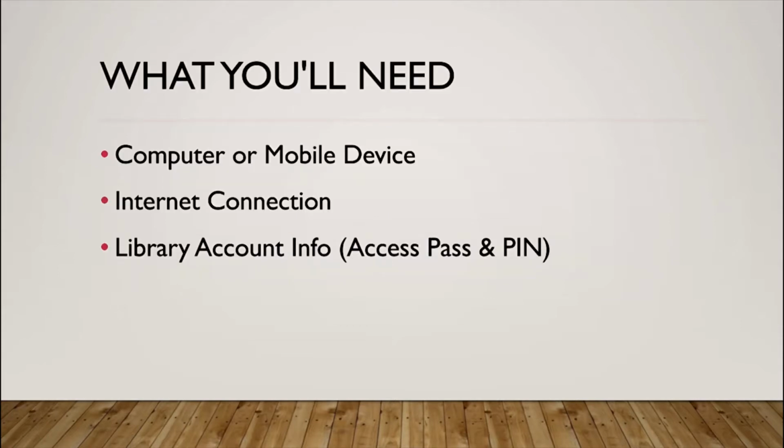So what you're going to need, you will need a computer or a mobile device. There's not an app that you get to use, but you can always access stuff on the browser on your phones. You'll also need an internet connection. This can be wired, wireless, mobile data, hotspots, and then you're going to need your library account information. So that'll be your access pass and your PIN. Your PIN is your 8-digit birthday.